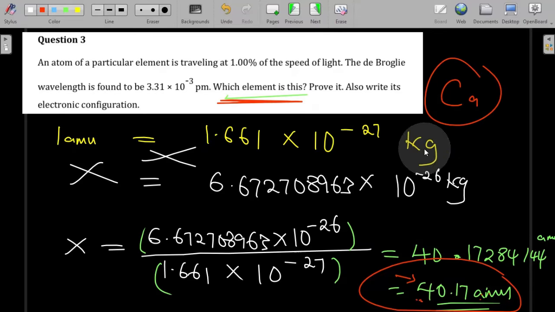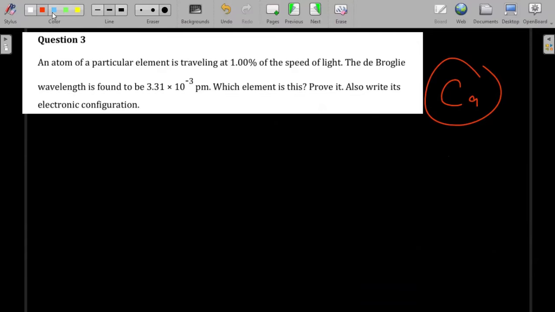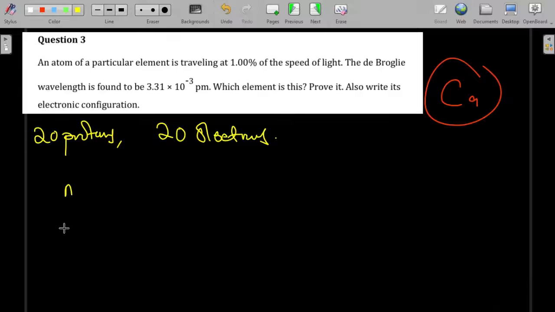What is remaining is just to write its electronic configuration. We just look at the periodic table. We see that calcium has 20 protons, and 20 protons in calcium simply means 20 electrons. The electronic configuration here we have to write in terms of the sub levels for the orbitals, not the secondary level. So I'm going to say N here, and then here I'm going to say sub levels.